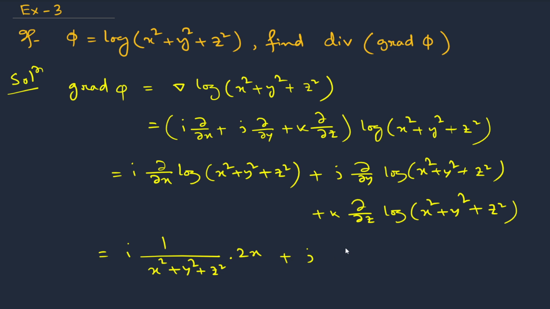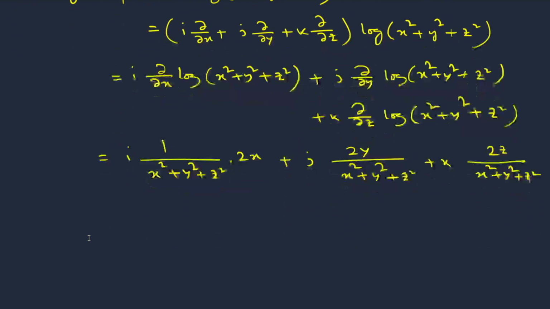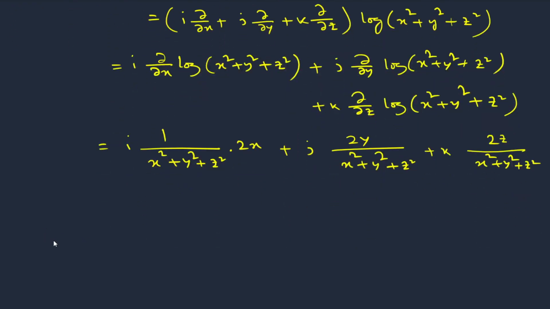Similarly, j is into, it will be how much? Twice y divided by x square plus y square plus z square, and then k into twice z divided by x square plus y square plus z square. So this is our grad phi. Now what we have to find? We have to find the divergence of this particular grad phi.